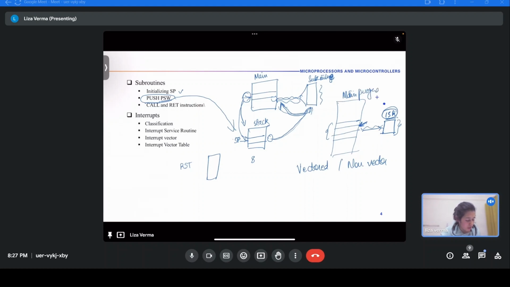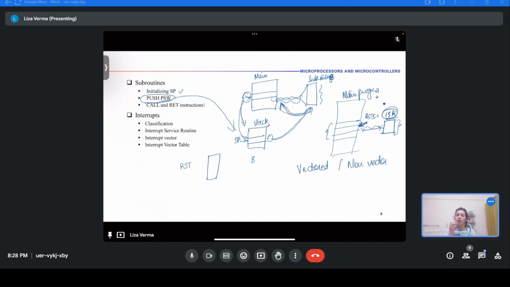And if during this program some interrupt occurs, and let's say that interrupt is, you know the names, right? TRAP, RST 7.5, 6.5, 5.5, then INTR. These are the five hardware interrupts. So let's say this interrupt, which one? Yeah, 5.5 occurs here.